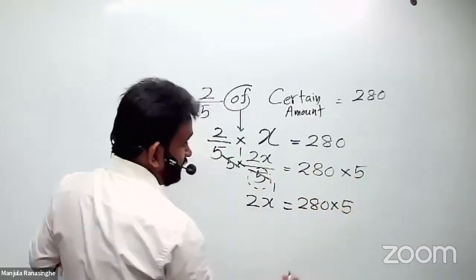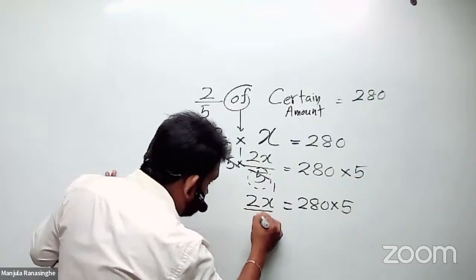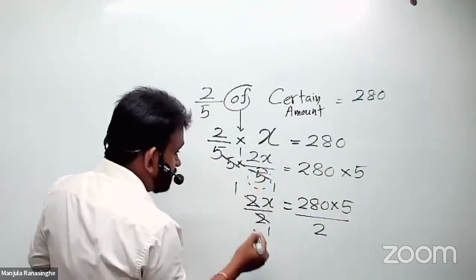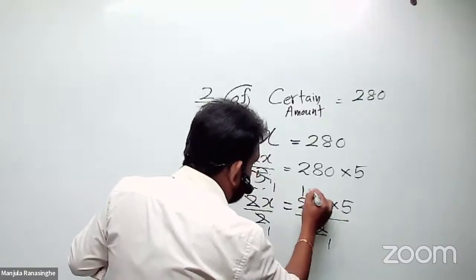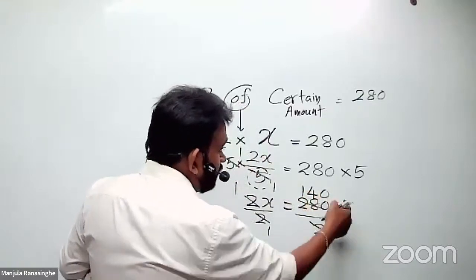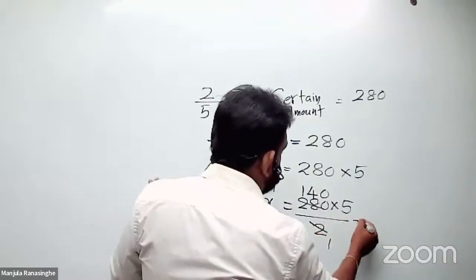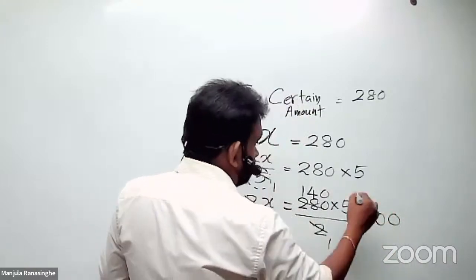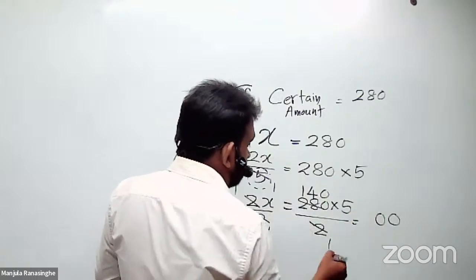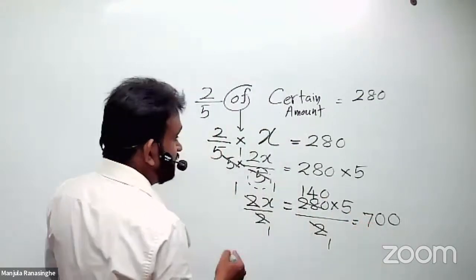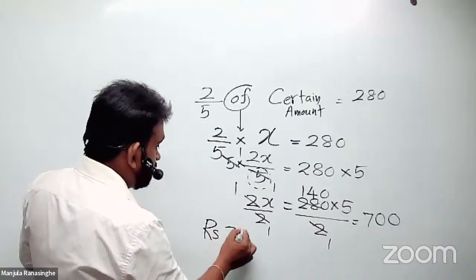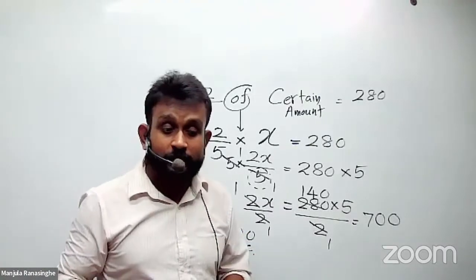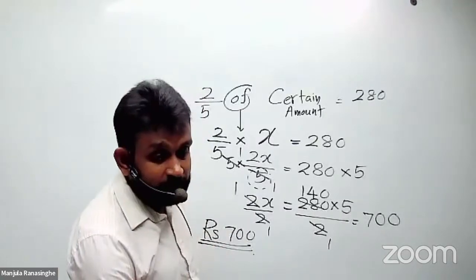Then divide by 2 on both sides. Then 2 and 2 cancel out. 280 divided by 2 is 140. Then 140 into 5, how much? 5 into 0, 0; 5 into 4, 20, and 2 is remaining; 5 into 1, 5 plus 2, 7. So the answer is rupees 700. That is the first method of doing it.